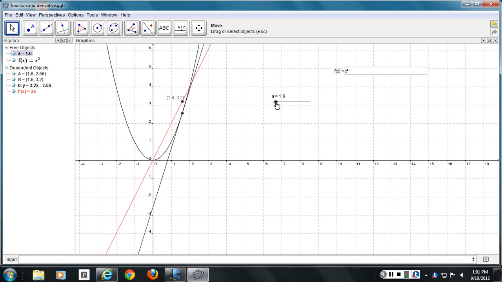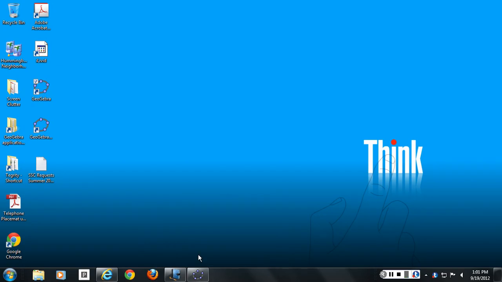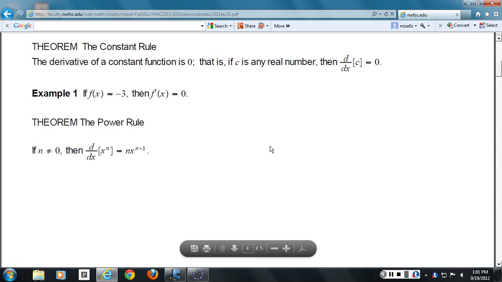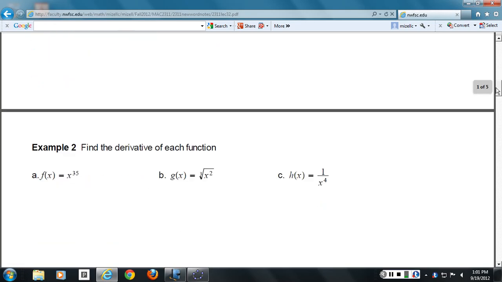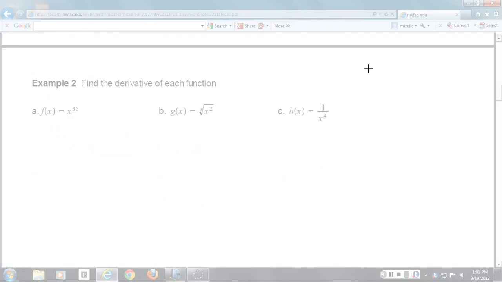If I go all the way down, well, right there the slope of the line is 1.2. If I go there, it disappeared into the x-axis, sorry, but the slope of the line is 0, and the y coordinate of that point is 0. So we'll look at another one of those in a little bit. So the power rule. More examples of the power rule can be found in example 2.